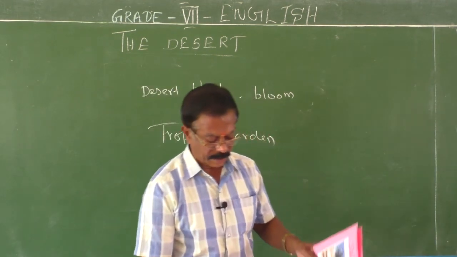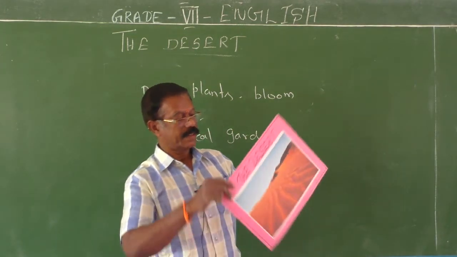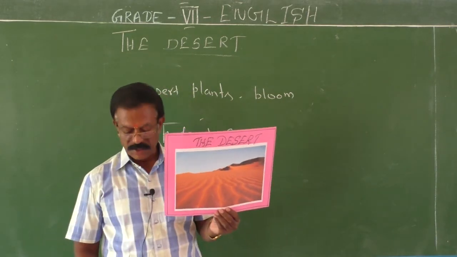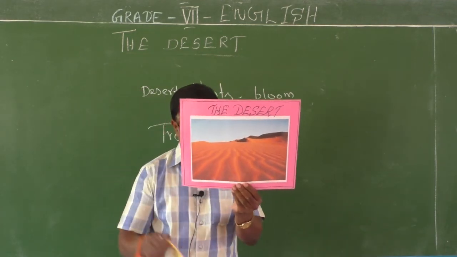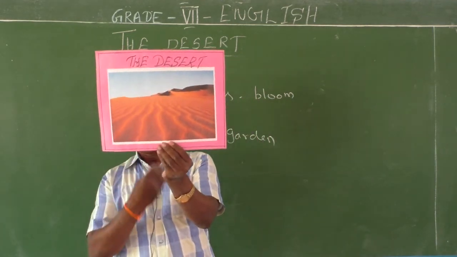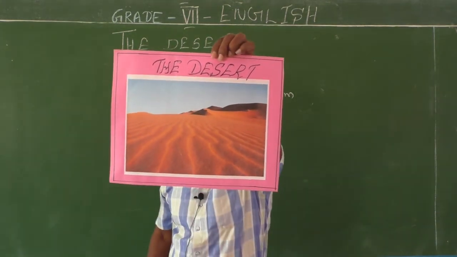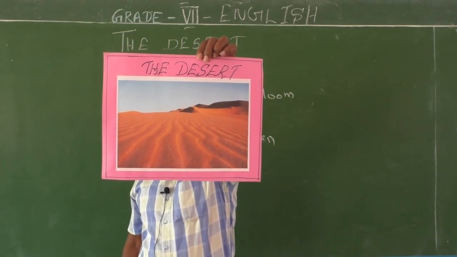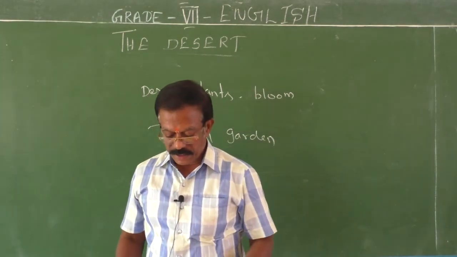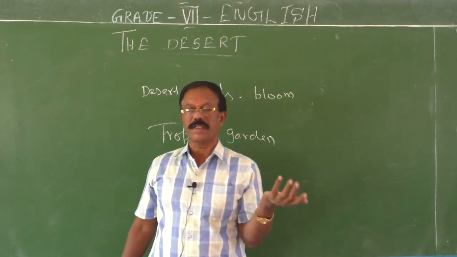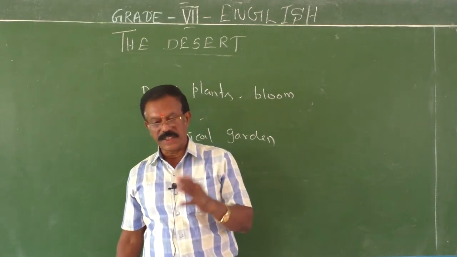Let me sum it up. I would like to show you the pictures. See, what is a desert? A desert is a vast stretch of land fully covered with sand. Here you can find in this picture, an aerial photograph taken from space, the Sahara desert. And then what is the other feature? A desert may be too hot, may be too cold. A desert is generally without water and vegetation.